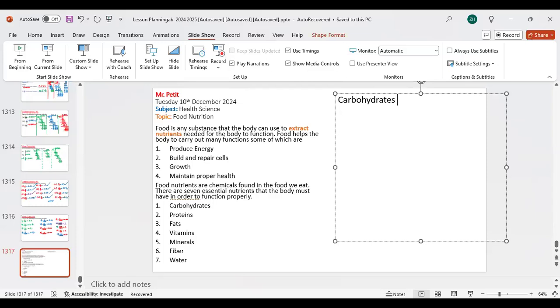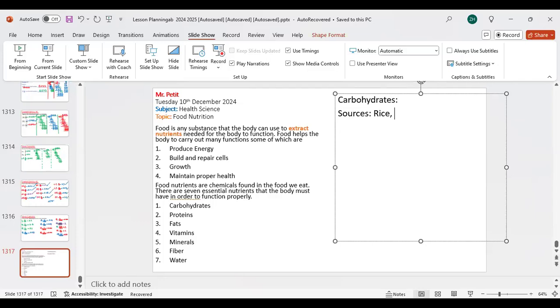By the way, tell me the 7 nutrients that we need. Carbohydrates, proteins, fats, vitamins, minerals, fiber, water. Very good. All right, so let's start with carbohydrates. Sources, we already talked about this. Can y'all tell me, sources of carbohydrates would be what? Let me help you all.